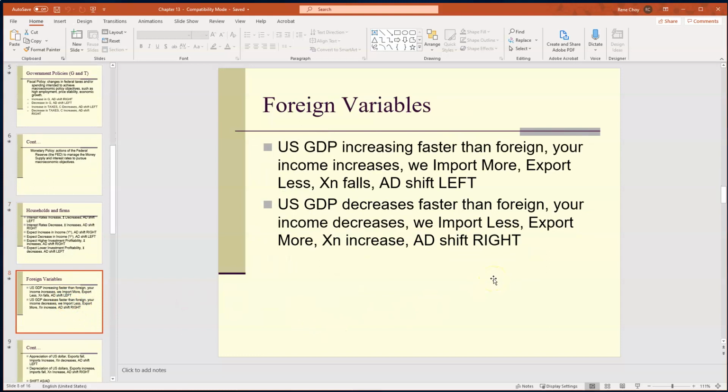Outside variables can also affect economic activity. If US GDP is increasing faster than the foreigners' GDP, then basically your income in the US is increasing faster than the foreigners'. Therefore, we import more and export less. Net exports tend to fall, and the aggregate demand will shift to the left. The opposite of that is also true.